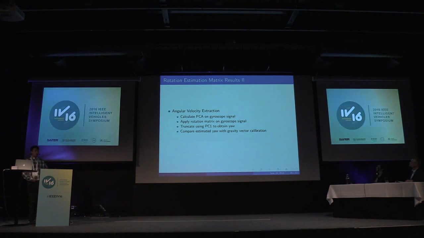Together, what we want to do is extract useful information from the angular velocity. We achieve this by calculating PCA on the gyroscope signal, as mentioned before. We apply the rotation matrix on the gyroscope signal, and we truncate using PC1 to obtain the yaw estimate. And we compare the estimated yaw signal with the gravity vector calibrated signal.